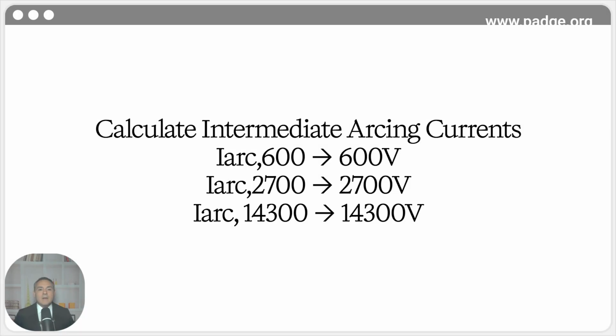The first thing we have to do is calculate the intermediate arcing currents. The standard refers to these as IARC 600, IARC 2700, and IARC 14300. They correspond to 600 volts, 2700 volts, and 14,300 volts respectively. I think it's weird, but that's how the standard teaches it. Remember, they had to empirically derive all of this.